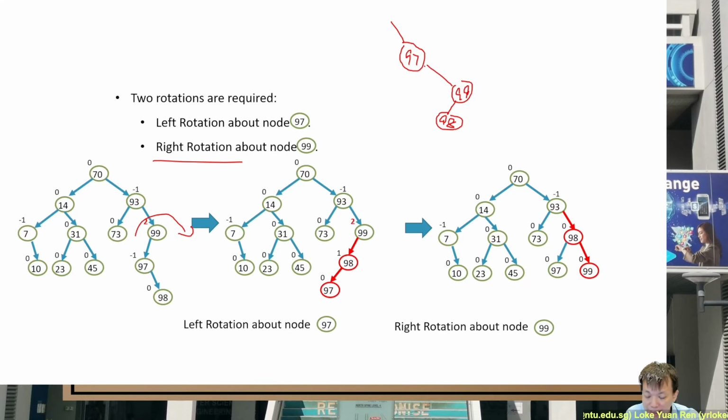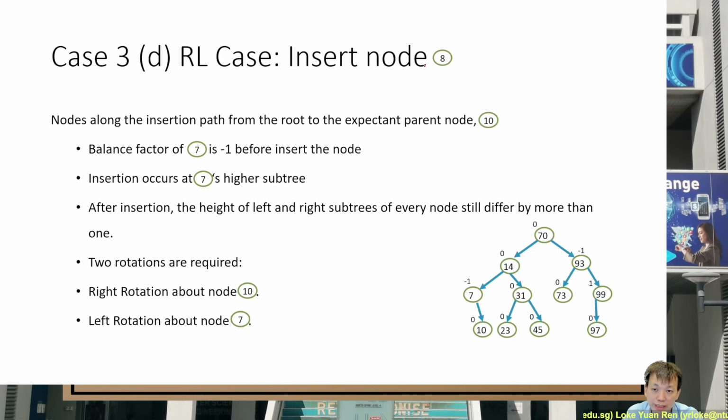Symmetric, another example, the last case, which is the RL case. You're trying to insert the new node into the left subtree. The left subtree is higher than the right subtree, and the new node is a right child there. In this example, I'm trying to insert 8. So 8 will go under node 10, which is the right subtree of node 7. You insert it as the left child. In this case, you also need to do 2 rotations, same as the previous case.